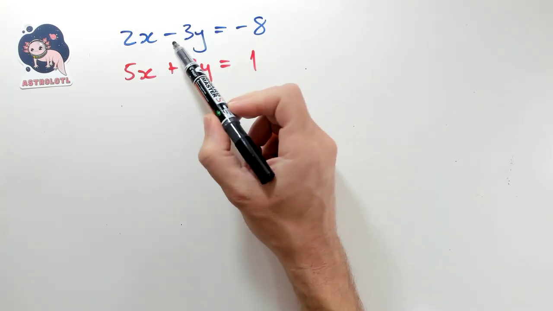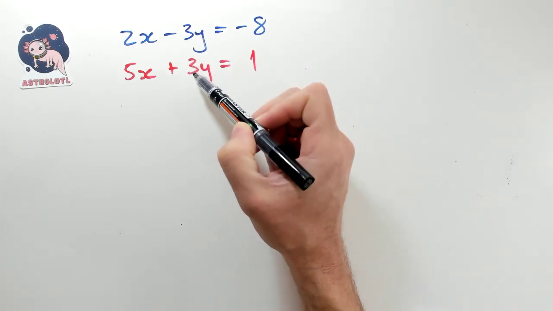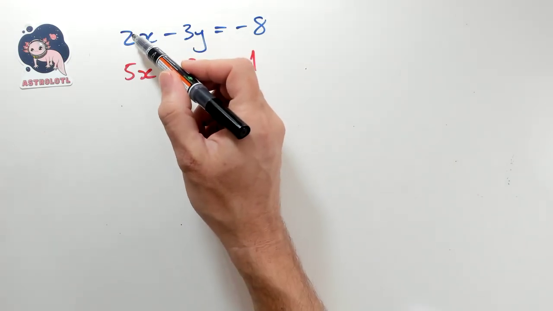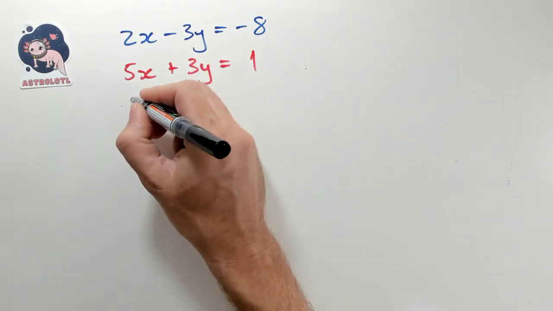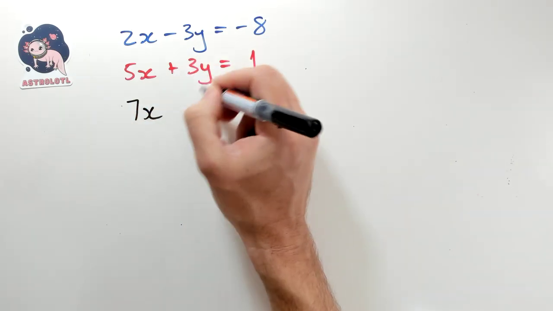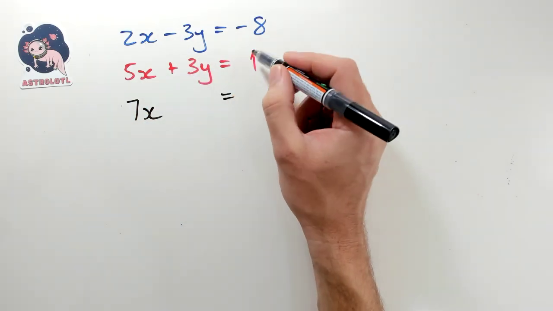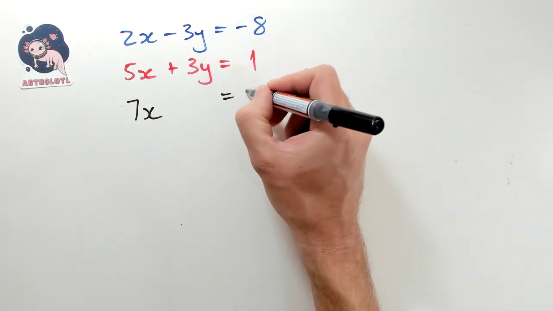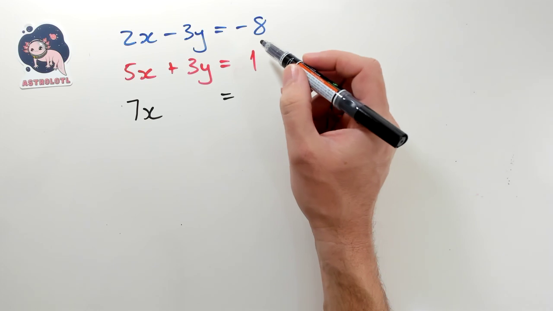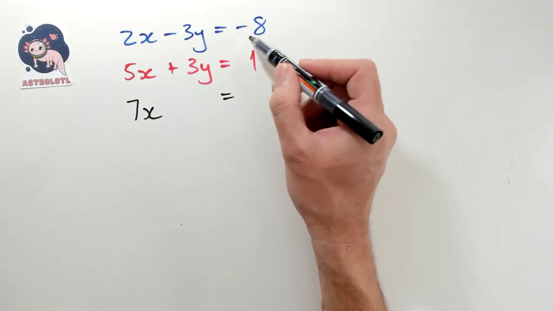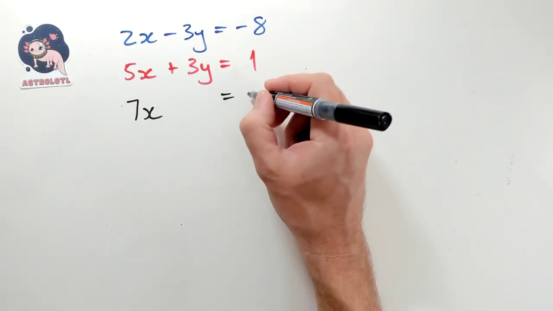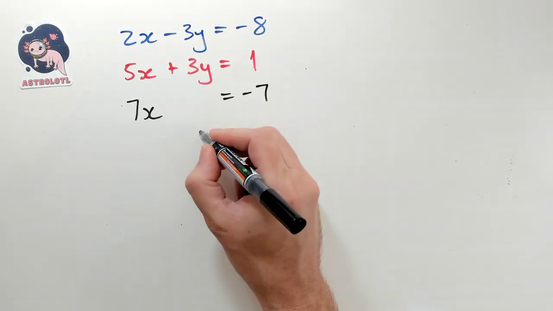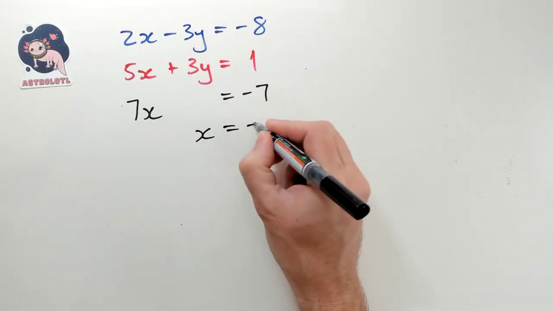And again, conveniently, we have a negative 3y and a positive 3y, and if we add those up, they're going to be 0. I'm just adding up normally from left to right. 2x plus 5x is 7x. These are going to cancel and be eliminated. Negative 8 plus 1 is negative 7. So I'm going to divide by 7 on both sides, and then I get x is negative 1.